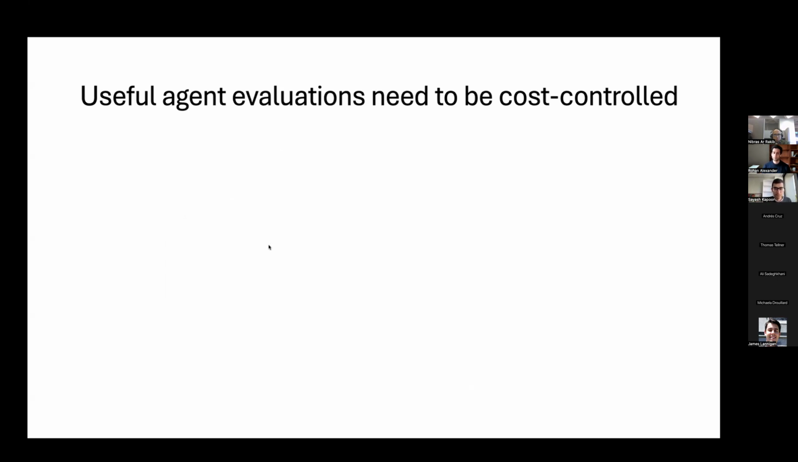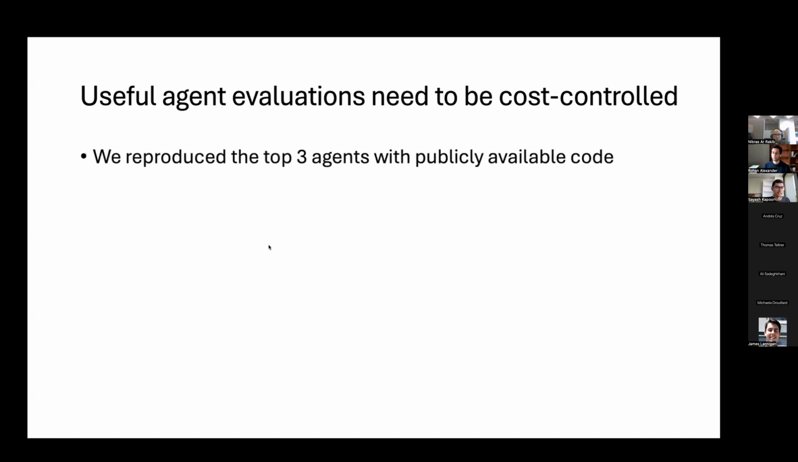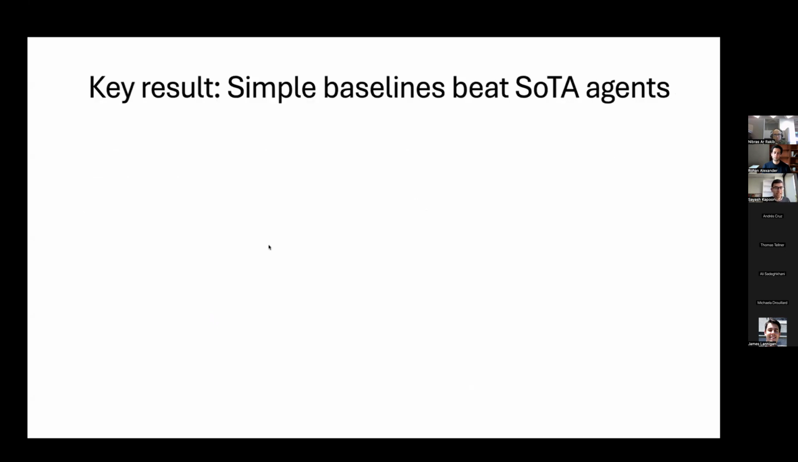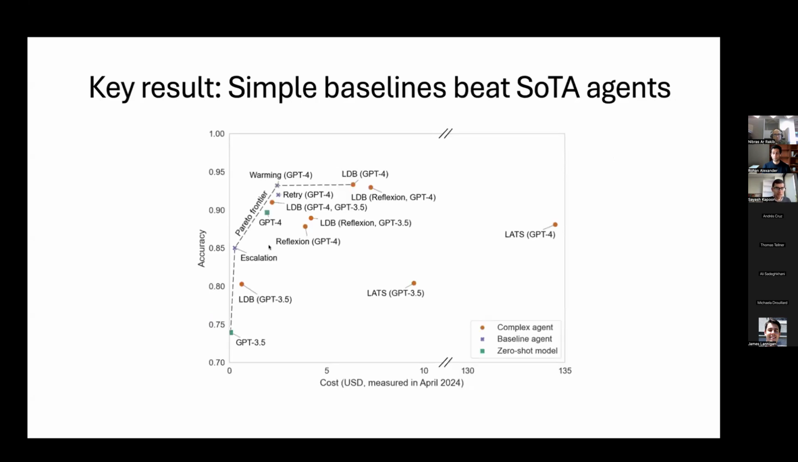But if we dig a little bit deeper and add cost to the equation, we have some surprising findings. If we reproduce all of these agents with the publicly available code, but in addition to these state-of-the-art agents, we also evaluate simple baselines, such as just retrying a language model multiple times, what we find is that these simple baselines can perform about as well as these state-of-the-art agents, while costing about half as much. So on the graph here, warming is the agent that we call multiple times.